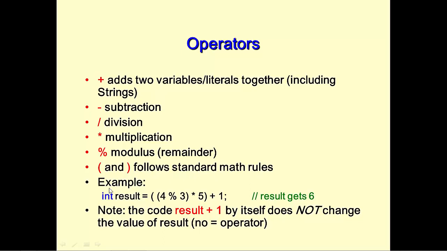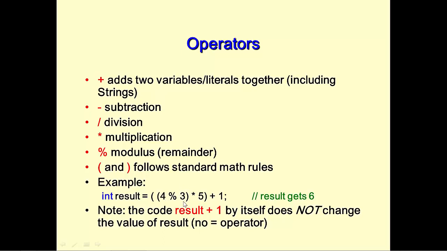So here's an example. If we were to look at this line of code right here and figure out what needs to go into result, out of all of this mess, where do we start? Well, we're going to start on the innermost set of parentheses. So looking at 4 modulus 3, remember we're trying to figure out what 4 divided by 3 is, which would be 1, but it has a remainder of 1.